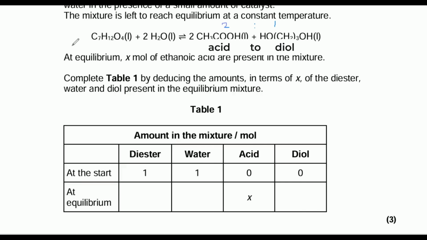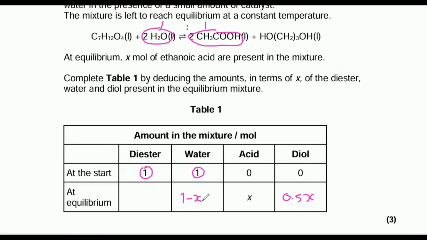So for every X moles of ethanoic acid, you're going to have half X of diol. You could write this as 0.5X, half X, or X divided by 2. On the mark scheme, they go for X divided by 2, but you could write half X or 0.5X. It'll be totally up to you. Now let's look at our moles of diester and water. So the ethanoic acid is in a 1:1 ratio with the water because they both have a 2 in front of them. Their coefficients are 2, so it's 1:1.